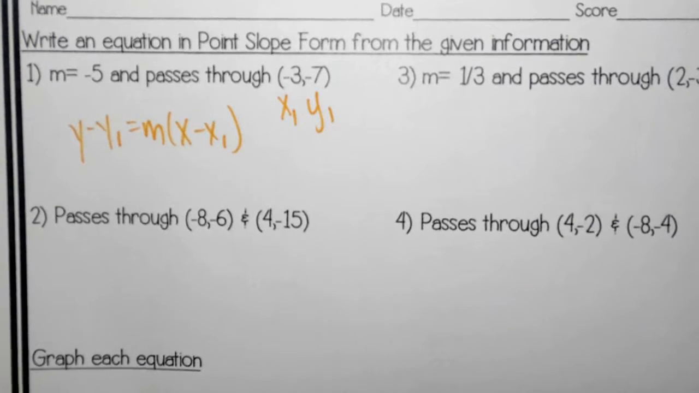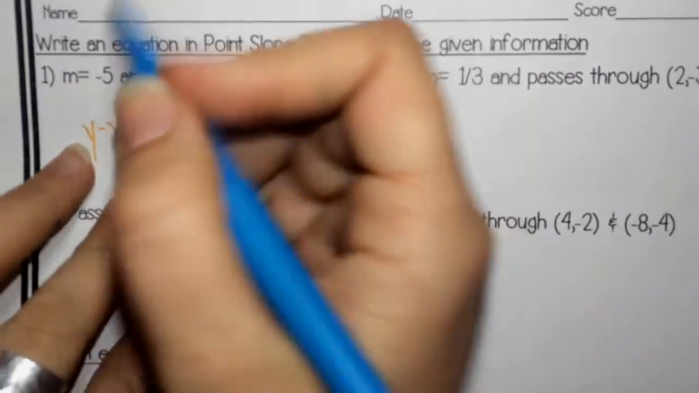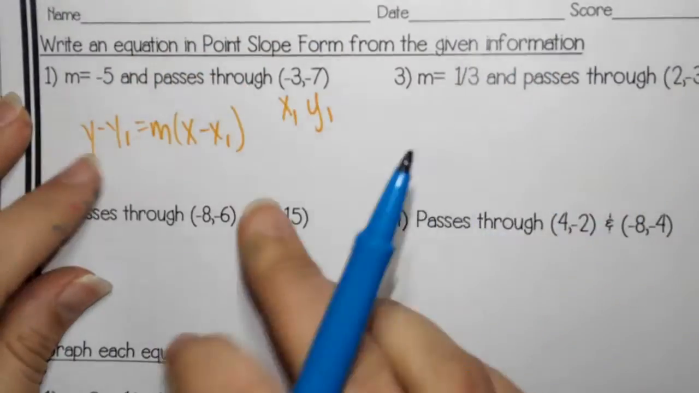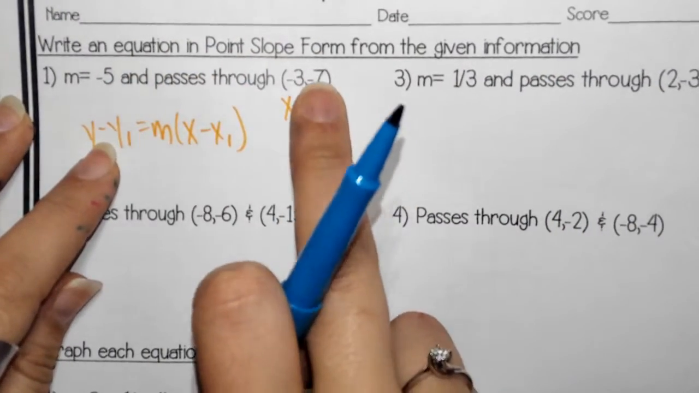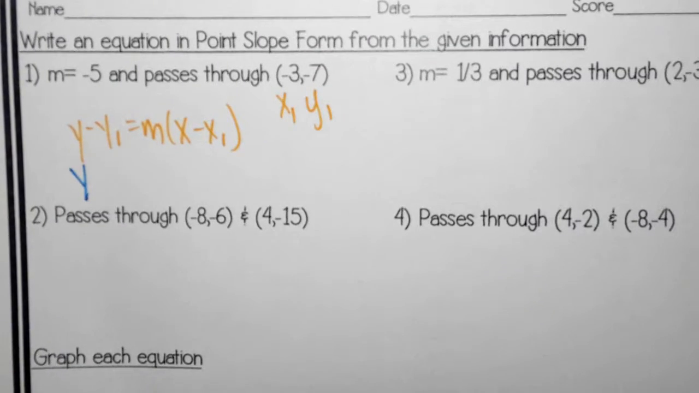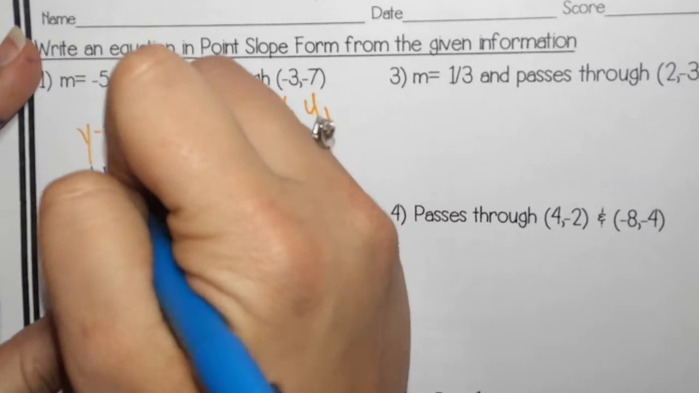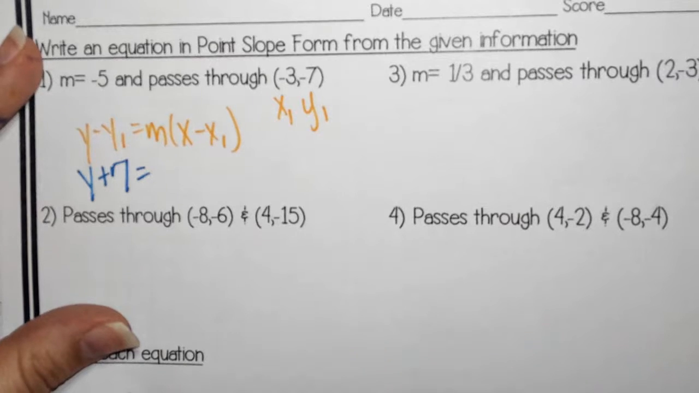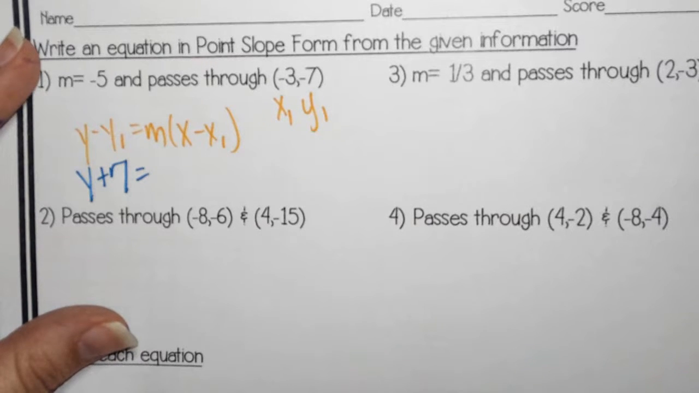Now, if I minus a negative, what do two negatives become? A positive. So it's y minus y1. What is y1? A negative 7. So that becomes plus 7. Does everybody have that on their homework?